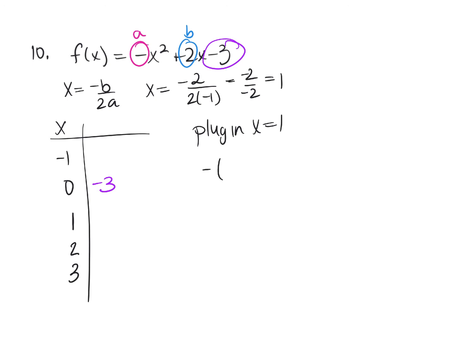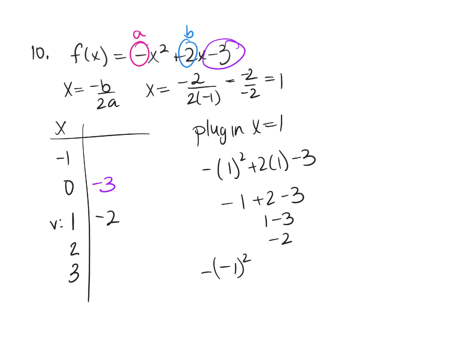So that's negative 1 squared plus 2 times 1 minus 3. Negative 1 plus 2 minus 3. 1 minus 3 is negative 2. So my vertex is 1, negative 2. Then I can plug in negative 1. Negative 1 squared plus 2 times negative 1 minus 3. Negative 1 squared is 1, minus 2, minus 3. That's negative 3, minus 3, negative 6.